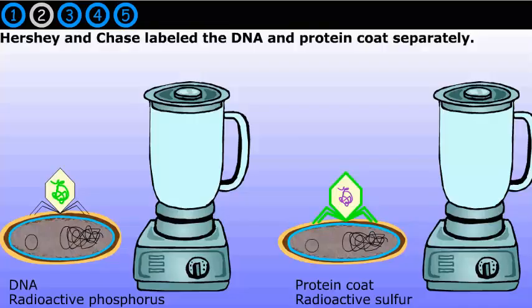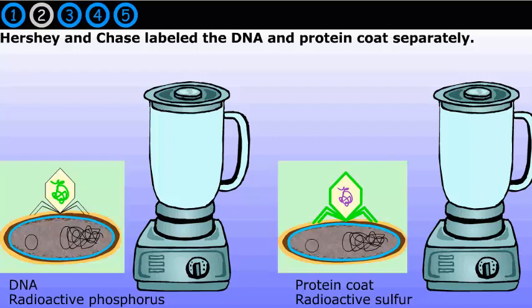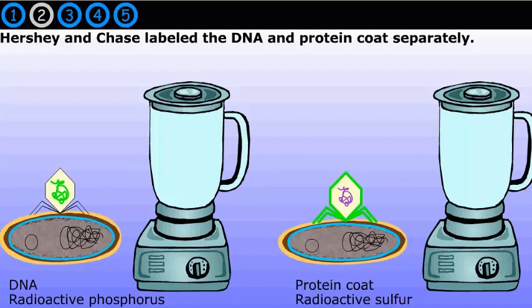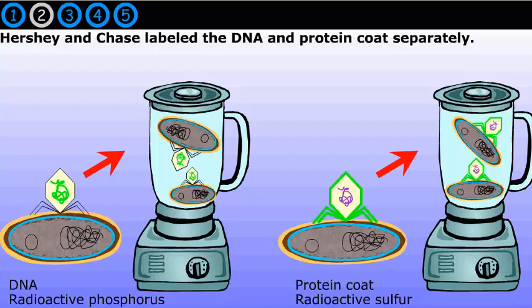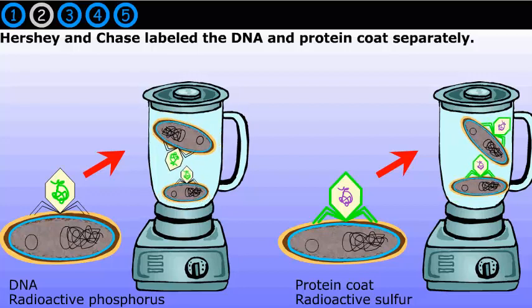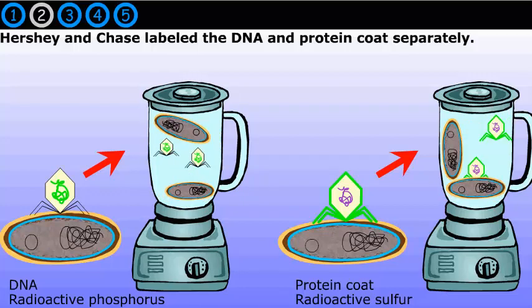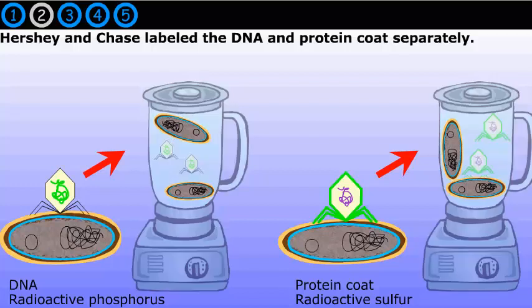Hershey and Chase incorporated the radioactive isotopes separately into 2 samples of bacteriophage and then used the radioactive bacteriophage to infect bacteria. They placed the infected bacteria and bacteriophage mixture in a blender and agitated it. Only bacteriophage material that was injected into the bacteria would remain in the cells. All other bacteriophage material became loose in the medium.